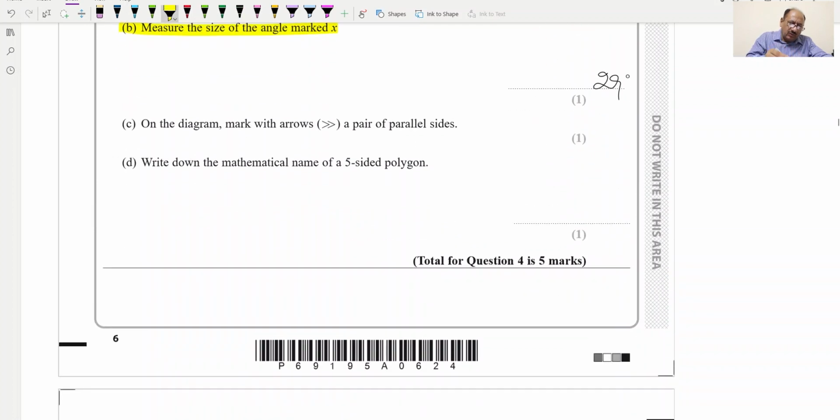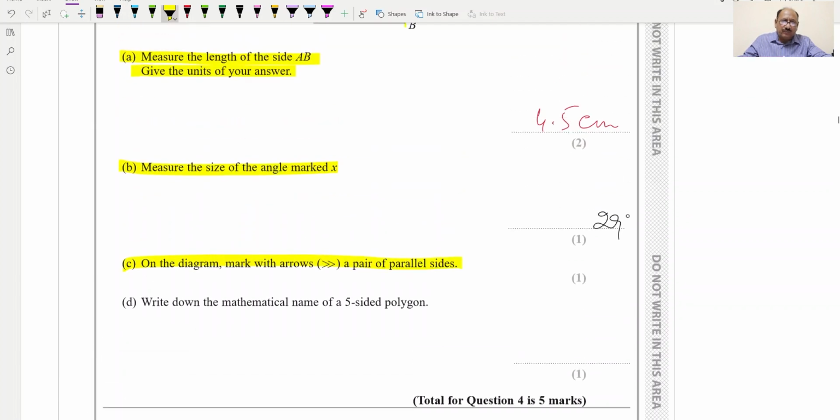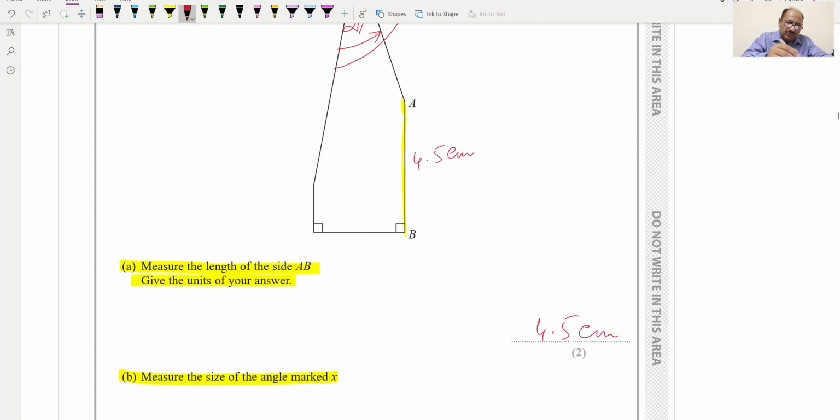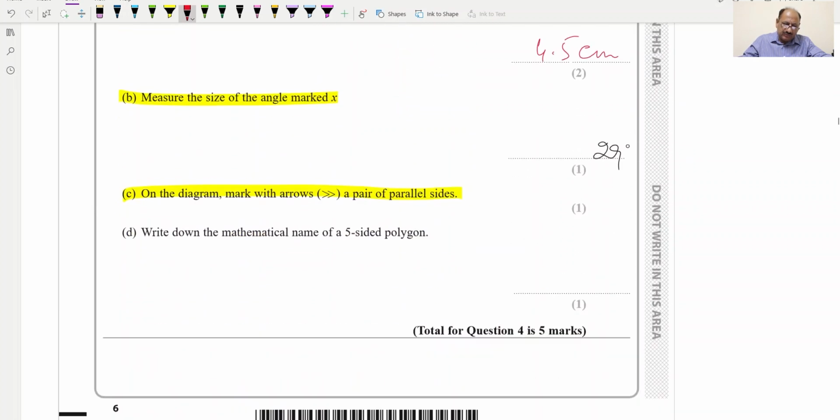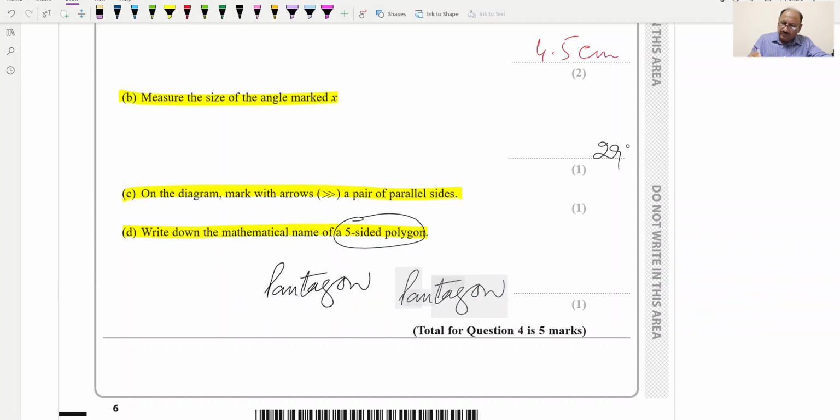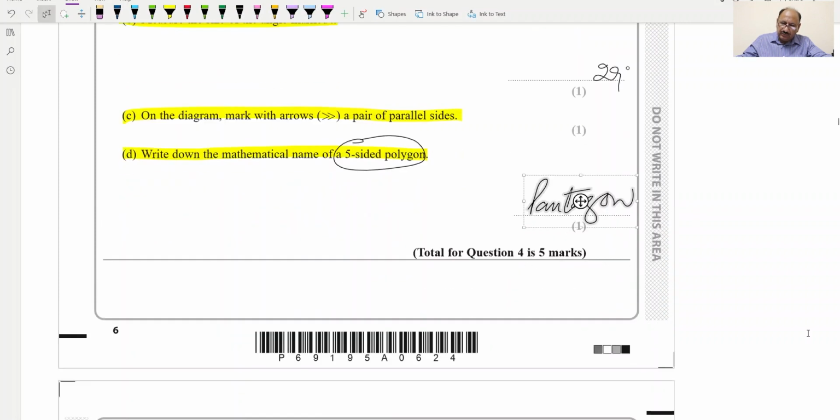Now C part, on the diagram mark with arrows a pair of parallel sides. So this side is parallel to this side. This is done. Next is D part. Write down the mathematical name of the five-sided polygon, and we know a five-sided polygon is a pentagon. So pentagon, and we can provide our answer at the proper location over here, and this is done.